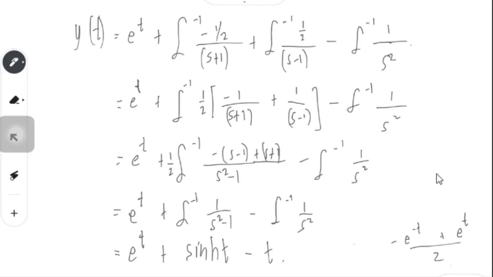Pwede yun, no? Ulitin ko. Dito sa part na ito, inverse Laplace transform of negative 1/2 over S plus 1 plus inverse Laplace transform of 1/2 over S minus 1, you can have the transform directly. The inverse transform is negative, negative e to the negative t, then the other one, positive e to the t, then divided by 2. And that is actually hyperbolic sine. Sige nga, isulat ko. Balik ako dito, no? Balik ako doon.